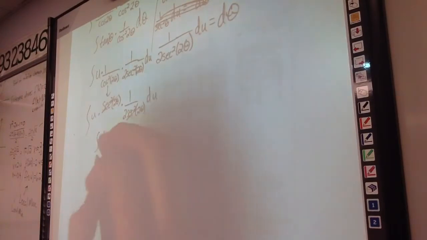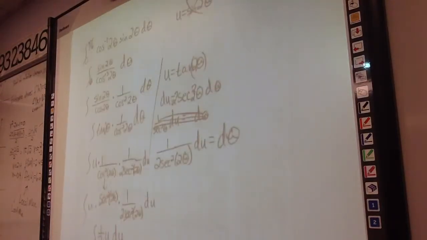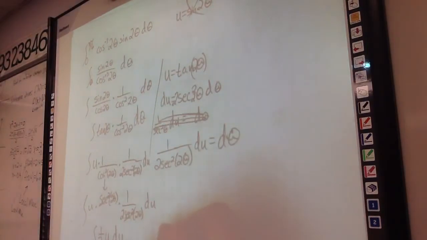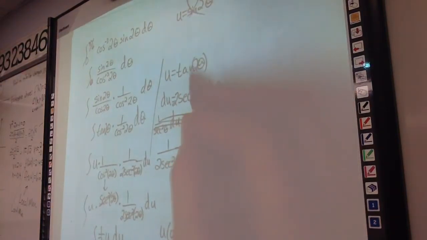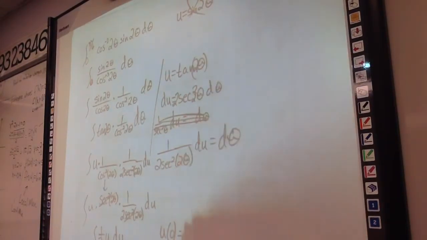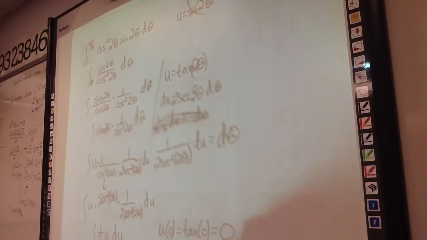So now we just do this. Oh, wait, we need our new numbers. We had 0 to pi over 6. So we need to do u of 0, that's the tangent of 2 times 0. So the tangent of 0, which if you don't remember your unit circle, it's 0, because sine of 0 over cos of 0 is 0 over 1, which is 0.